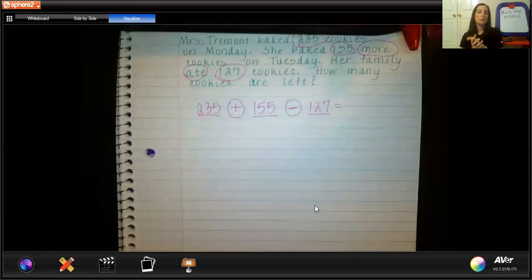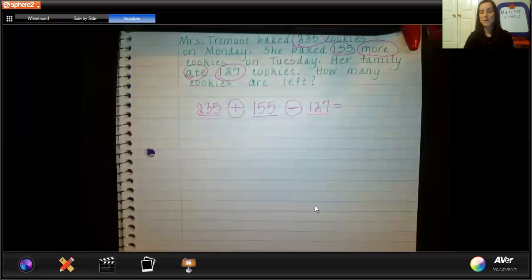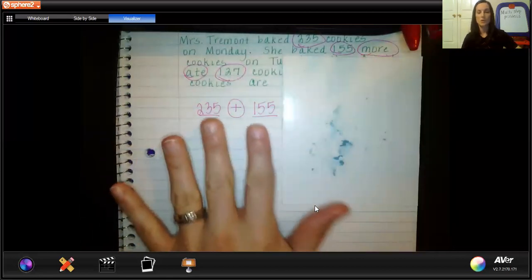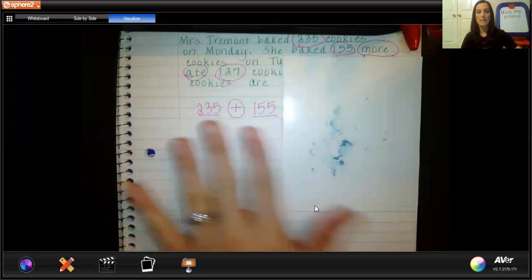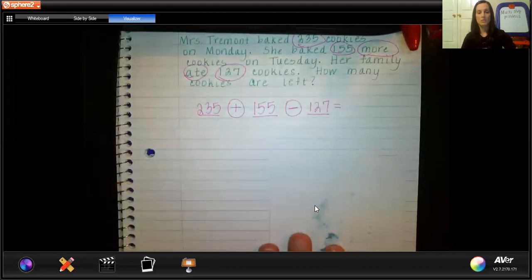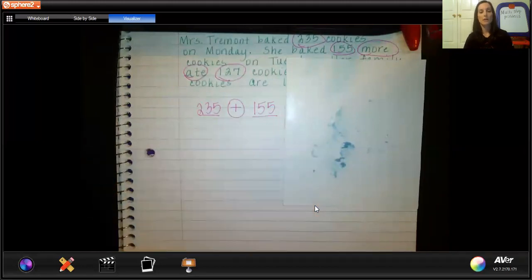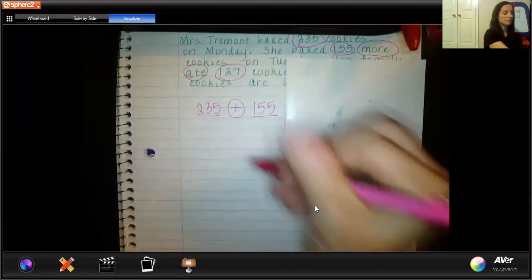So remember when we were doing our two-step addition and subtraction, when we are doing that, we need to separate our numbers, okay? So we only want to do these first two numbers. This is our first equation that we should be looking at. We shouldn't be worried about that third number. We need to get the answer to our first two numbers, and then we can subtract our third number. But our only focus right now is looking at these two numbers.